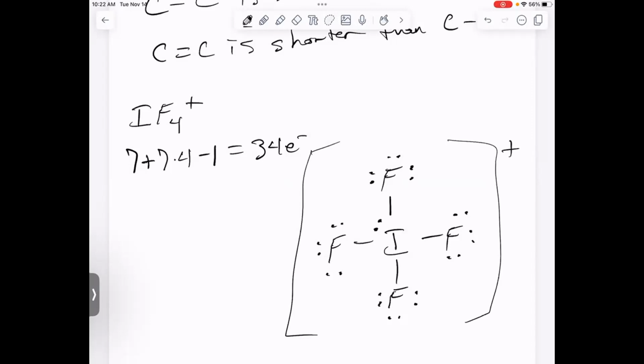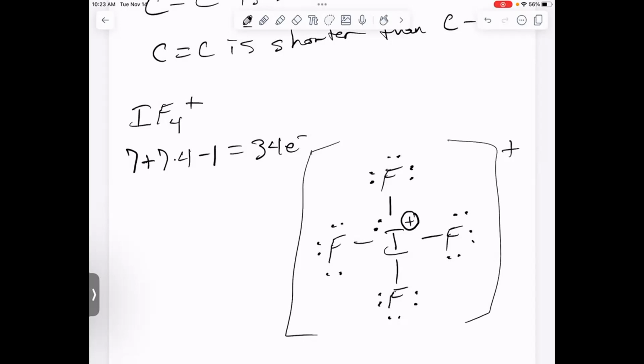Can it be on any of the outer fluorines? If all the outer fluorines look exactly the same, it really can't be on them. That means the positive formal charge has to be on the iodine. And again, we can go through the calculation steps for formal charge.